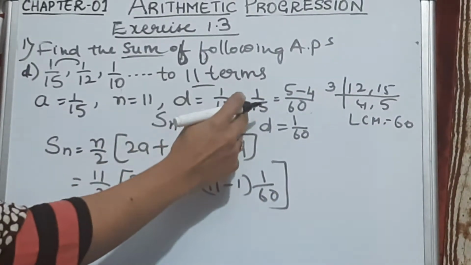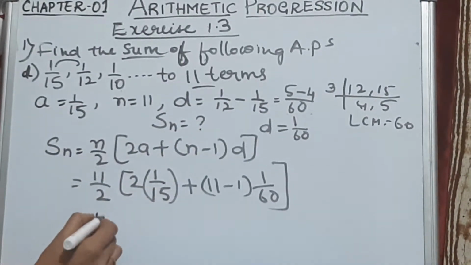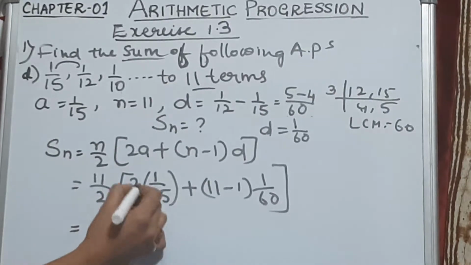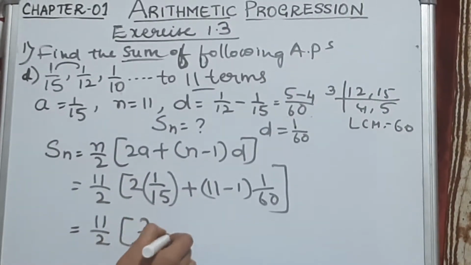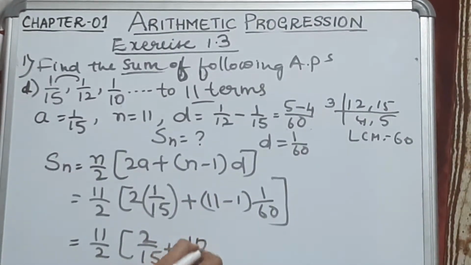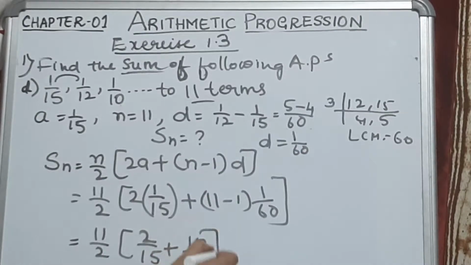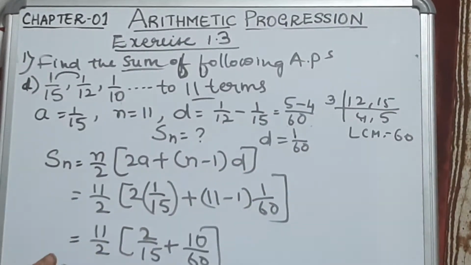Okay, by using the LCM method we subtract this, we get D is 1 by 60. Now again 11 by 2. 2 ones are 2, 2 by 15 plus this is 11 minus 1, 10. 10 ones are 10. I directly wrote 11 minus 1 is 10, 10 ones are 10, over 60.